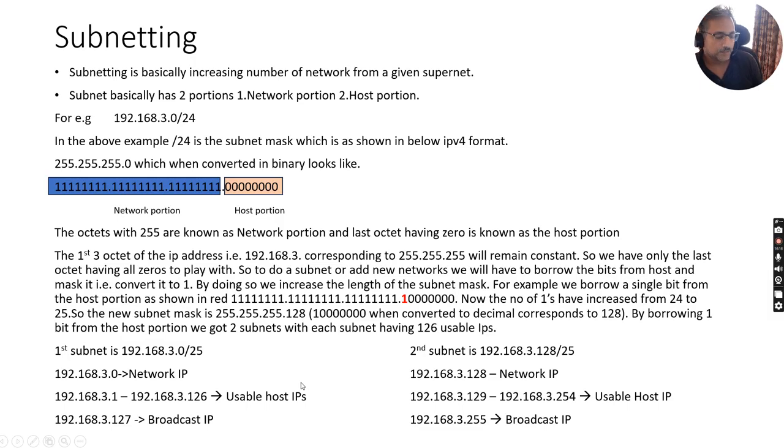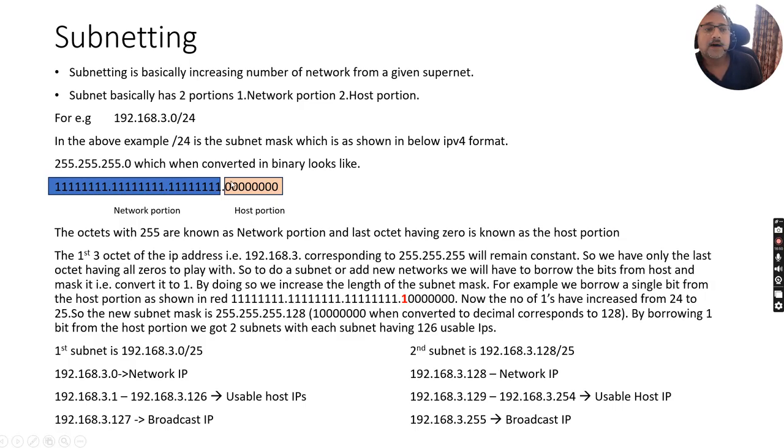Now, what is the formula to calculate how many subnets can be created after changing the subnet mask? How will you calculate whether there are two subnets or three subnets? It depends upon the number of bits that you mask. If you want to calculate the number of subnets, you must know how many bits you have masked.